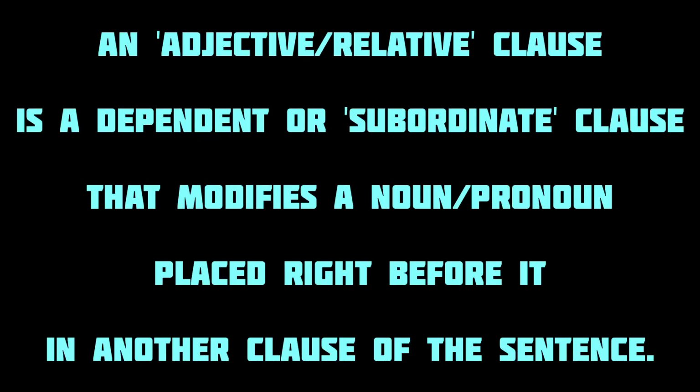An adjective clause, which is also called a relative clause, is in fact a subordinate or dependent clause that describes a noun or a pronoun placed right before it in the main clause. So you see, an adjective clause is a subordinate clause. It does not make a clear sense by itself. It depends on the main clause while describing a noun or pronoun in the other clause.